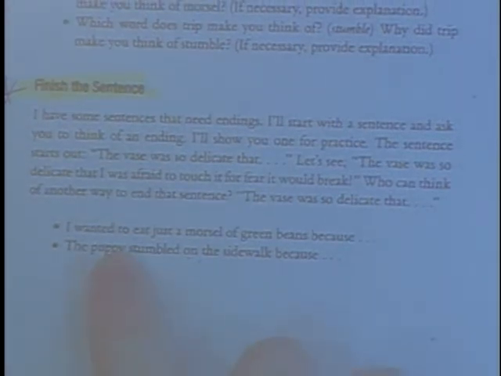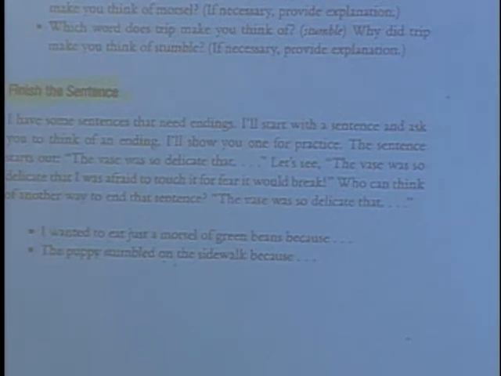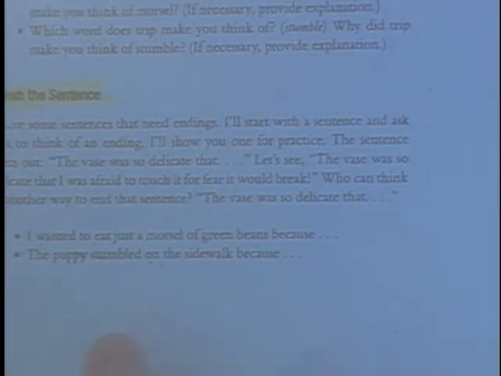Okay? I wanted to eat just a morsel of green beans because I don't want my vegetables, right? The puppy stumbled on the sidewalk because his body's this big and his feet are this big, right? Okay, good. So those are our examples, and remember that there are many more. Those are just the ones that we actually are going through today.